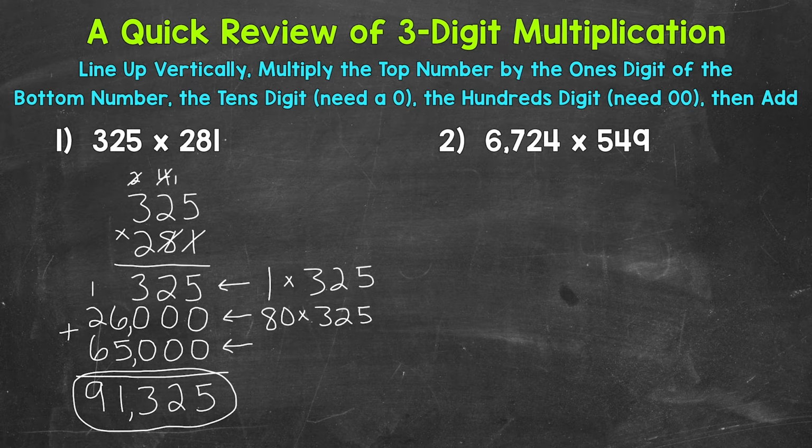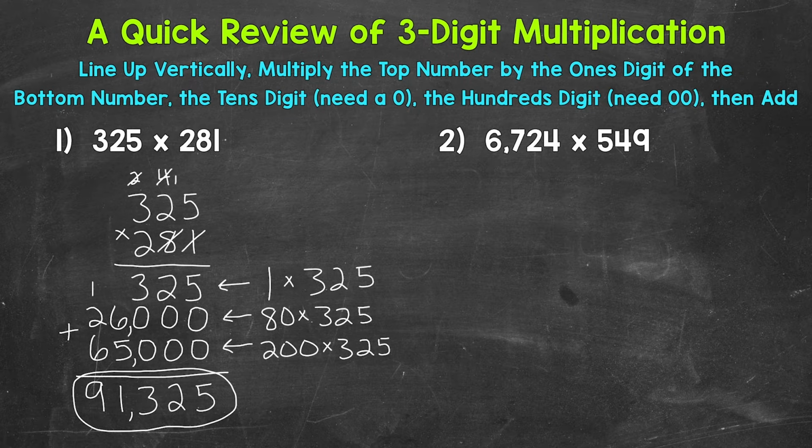And then lastly, we had a 2 in the hundreds place. That 2 has a value of 200. So we did 200 times 325. And that gave us 65,000. So that was our last partial product. And at that point, we add the partial products to get our final answer, which was 91,325. So something to keep in mind as you're going through the process.